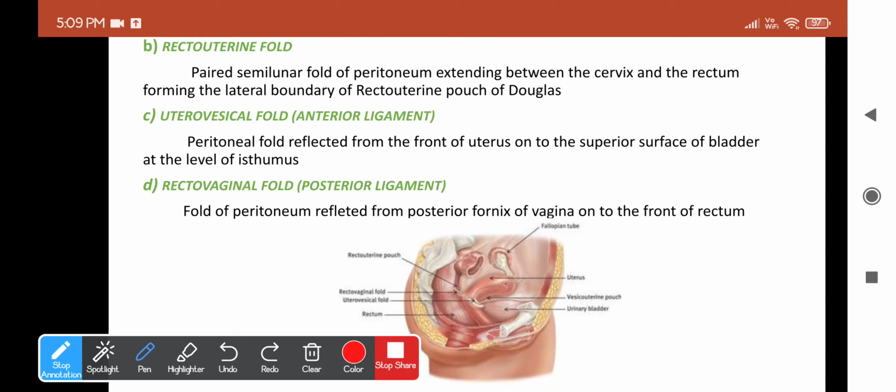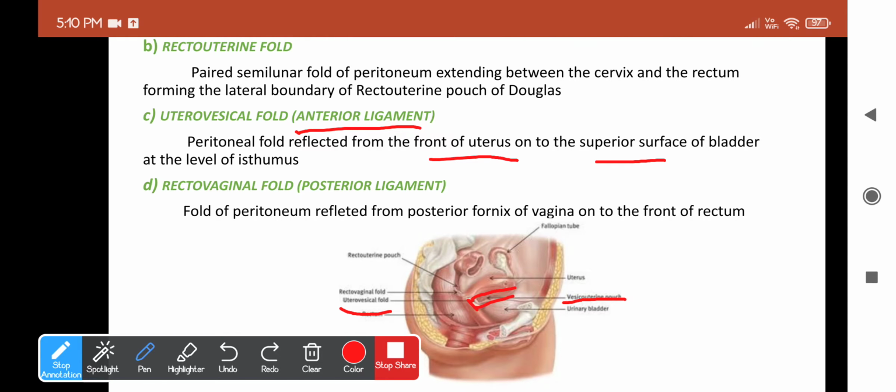And then you have the uterovesical fold, which is otherwise called the anterior ligament. Utero refers to some part of uterus and vesicle means urinary bladder. So this extends from the front of uterus onto the superior surface of the bladder at the level of the isthmus. If you can appreciate, this is the uterovesical fold. This is the front of uterus and then the superior surface of the bladder, and this is up to the isthmus where the ligament extends, and this will hold the vesicouterine pouch.